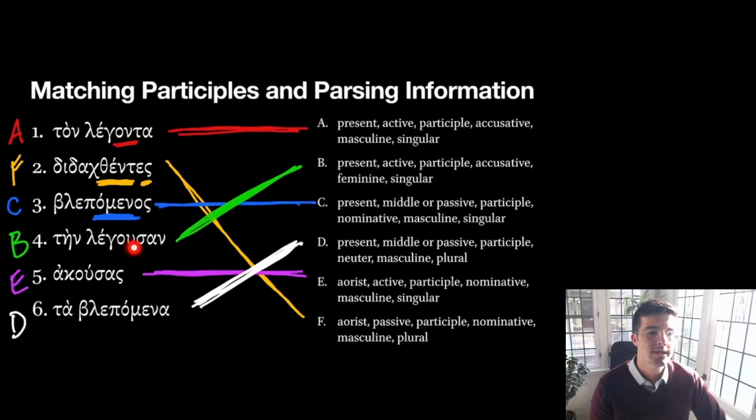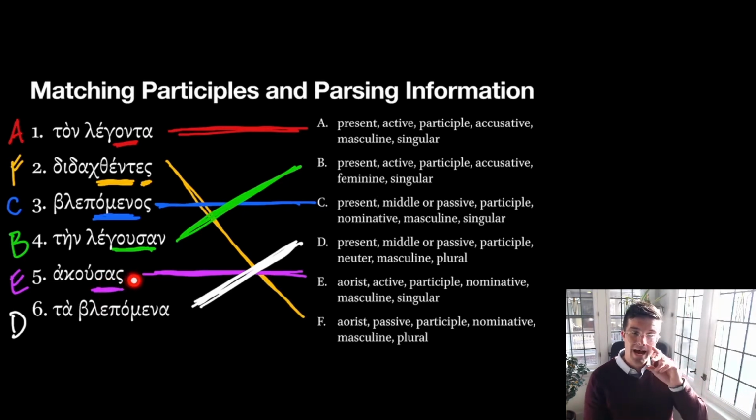B, tein legousan. We have with tein a feminine accusative singular. And of course we have that right up here, accusative feminine singular. And then this ousa is going to tell us the information of present active. Then akousas, the sas, the sigma alpha in particular, is going to tell us the aorist there. And then we have the sigma of the nominative masculine singular added on.